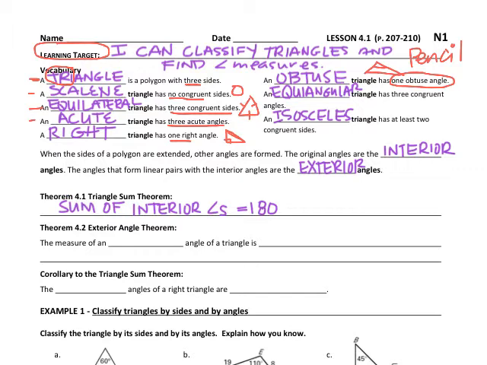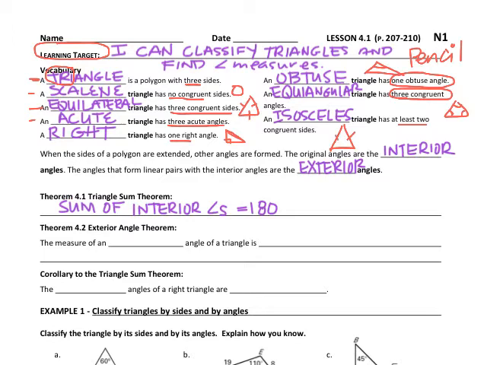And then we have our equiangular triangle, which has 3 congruent angles. Another picture, but it would have 3 arcs, showing that the angles are all congruent. And then we have an isosceles triangle that has at least 2 congruent sides. So those are kind of tall and skinny generally.